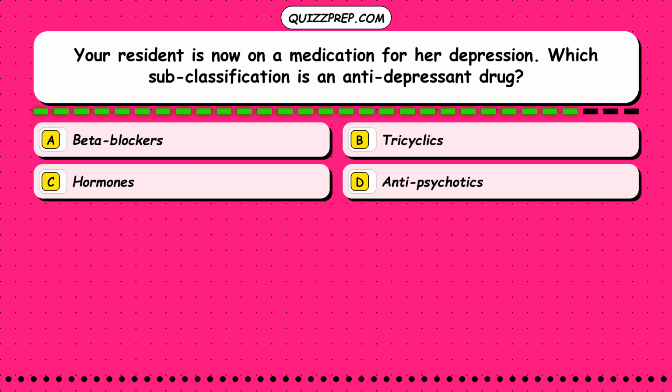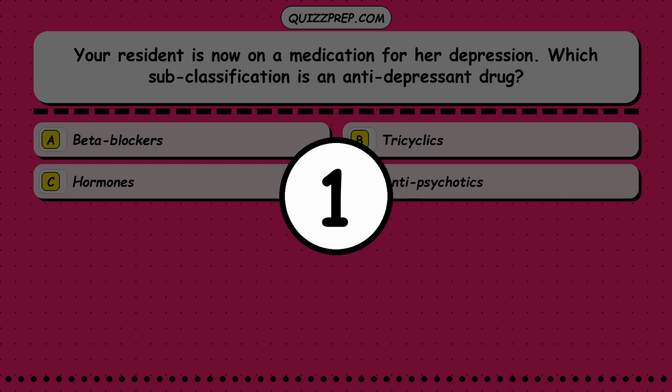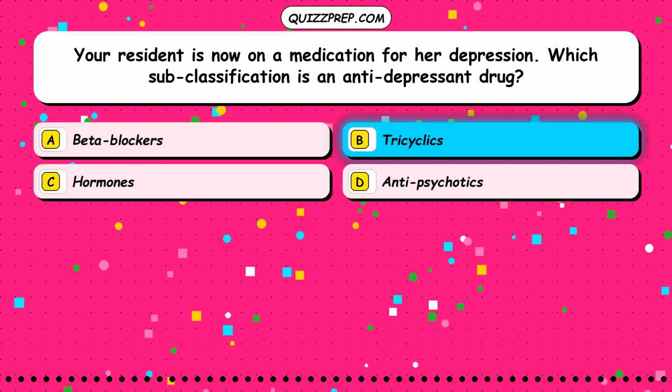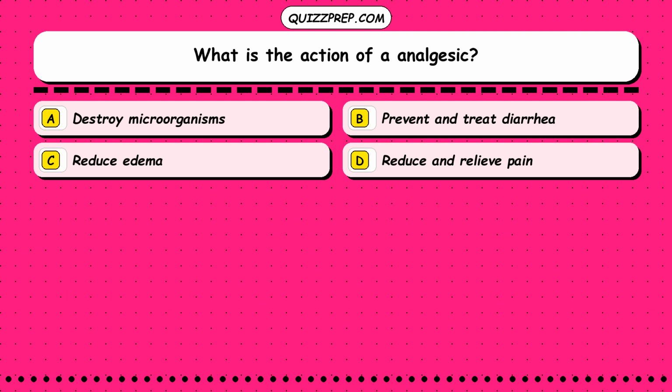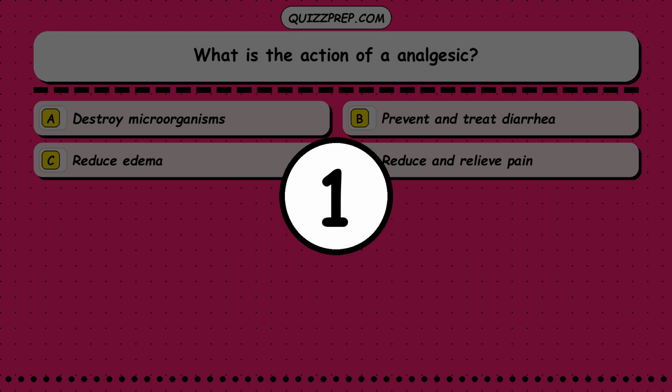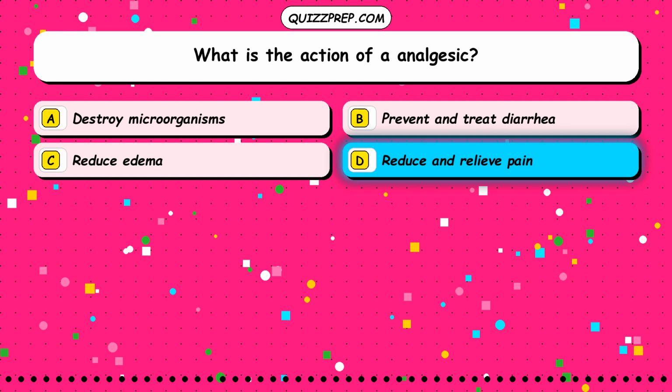Question 376. Your resident is now on a medication for her depression. Which subclassification is an antidepressant drug? Option A, beta blockers. Option B, tricyclics. Option C, hormones. Option D, antipsychotics. The correct answer is option B, tricyclics. Question 377. What is the action of an analgesic? Option A, destroy microorganisms. Option B, prevent and treat diarrhea. Option C, reduce edema. Option D, reduce and relieve pain. The correct answer is option D, reduce and relieve pain.